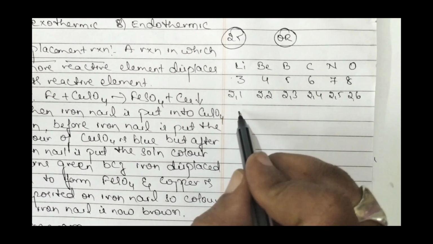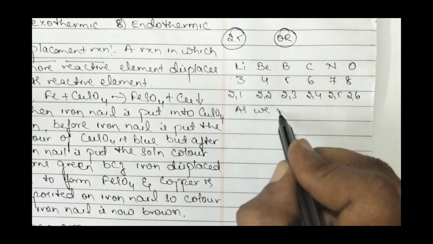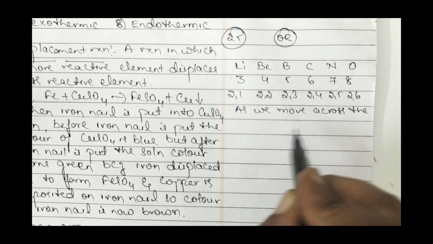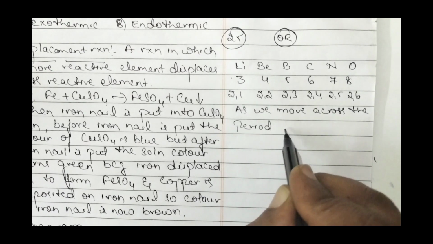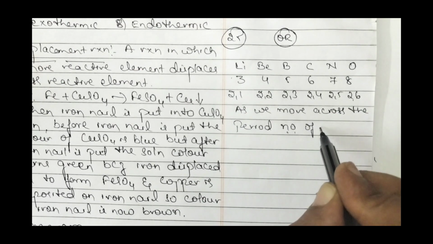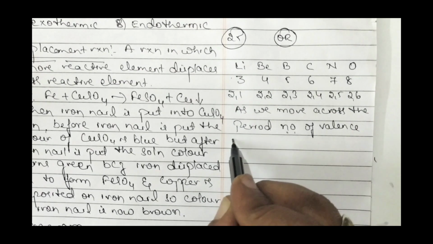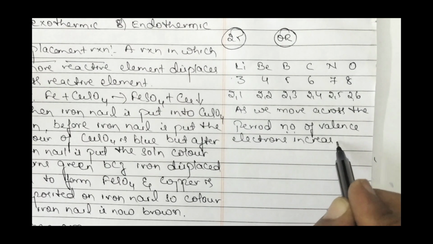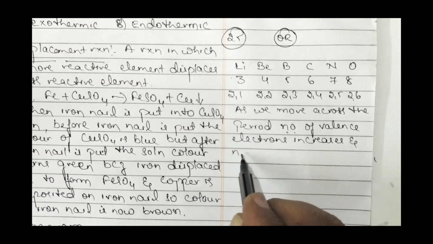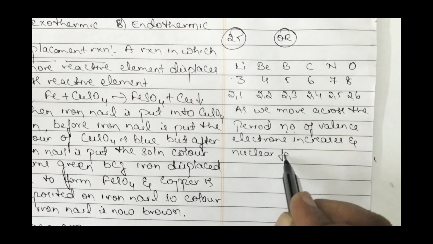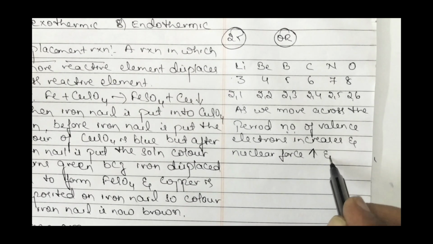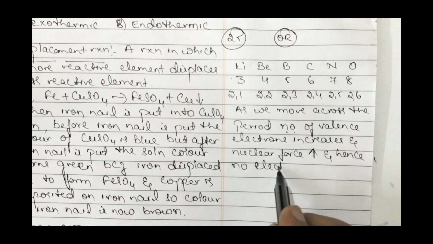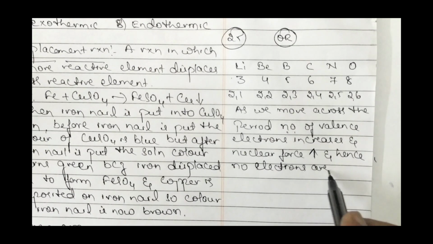Now as we move across the period, the number of valence electrons increases and nuclear force increases, and hence no electrons are set free.